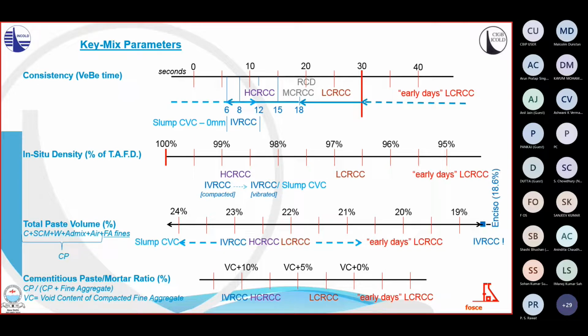If properly designed and protected in fresh conditions by adequate continuous curing, and the next layer is placed on top, such excess of paste plays a major role in lift bonding. Experience shows that well-designed high cementitious RCC mixes have an excess of cementitious paste of circa 8 to 10% above the void content of the compacted fine aggregate, represented as VC in the line diagram.